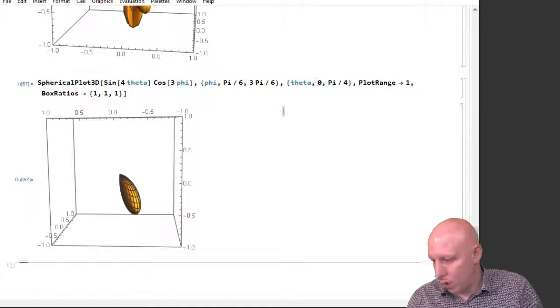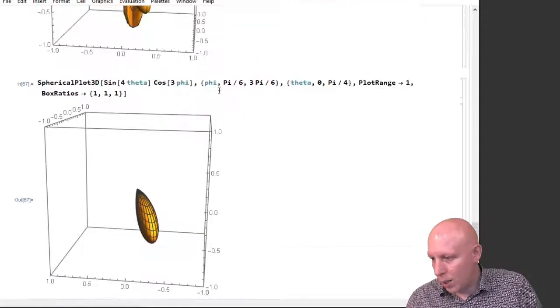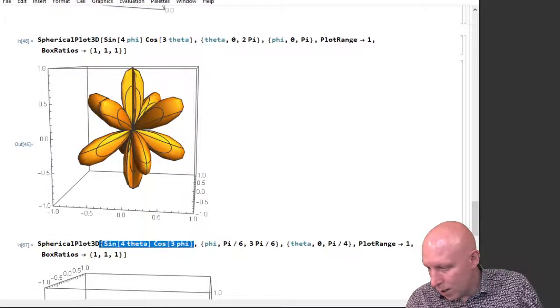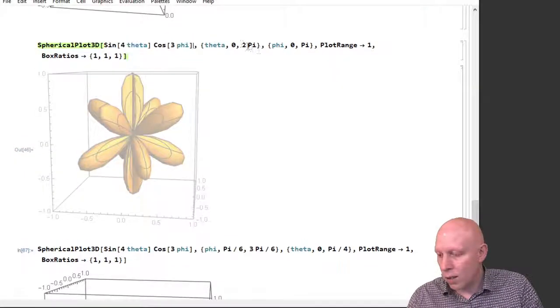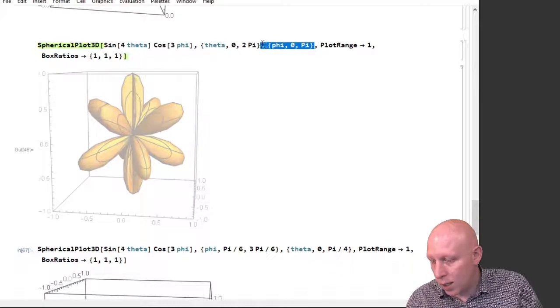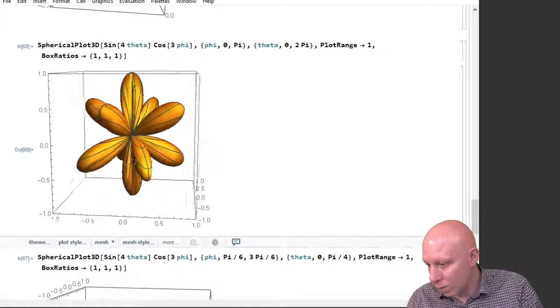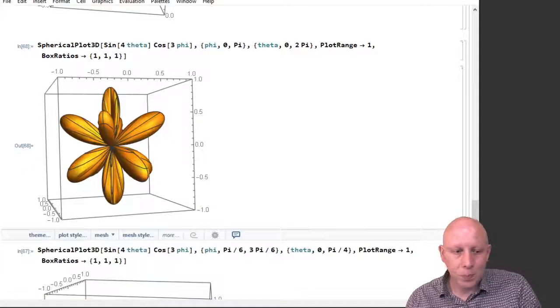This is what happens when you play around with things and you're not 100% sure what's going to happen. So these are our phis and thetas. Let's update this equation. Phi should go from 0 to pi, and theta goes from 0 to 2 pi. And we get this snowflake.